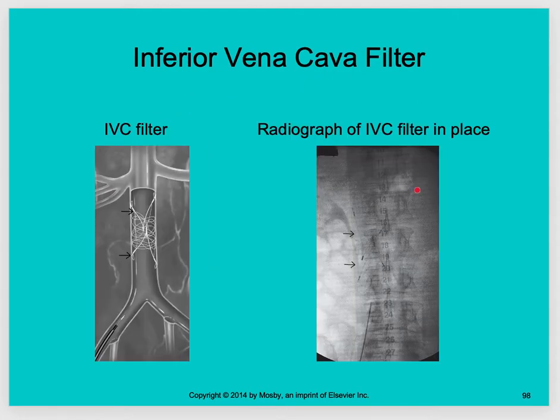Inferior vena cava filter, you can see right here with the arrows, they're showing you where that filter is, and you can see that filter right in here. So an IVC filter, inferior vena cava filter, and then radiograph of an IVC filter in place, and you can see, so they're showing you right here and right here. It's some radio opaque particles in there, or makeup of that filter, so it can be visualized on a radiograph.